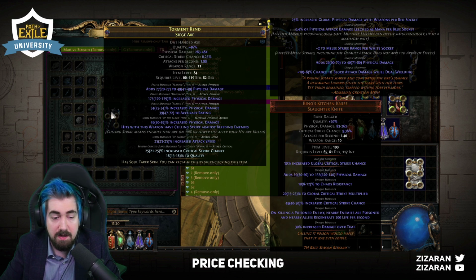I did try to remove that. And then it has tier 2 attack speed. It's got quality. It's a 600 PDPS, 100. I think it's 600.